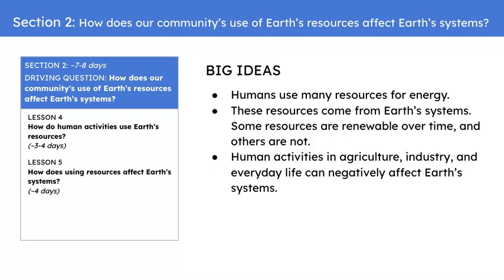Through the storyline of Section 2, students gain an understanding of these standards-based big ideas. Humans use many resources for energy. These resources come from Earth systems. Some resources are renewable over time and others are not. Human activities in agriculture, industry, and everyday life can negatively affect Earth systems. Section 2 should take about 7 to 8 days to complete.